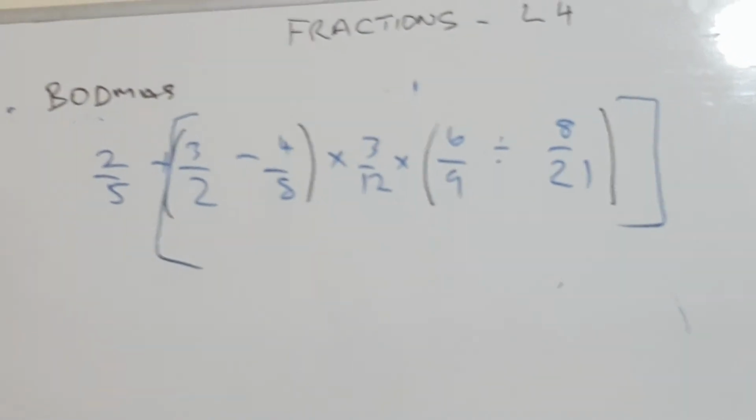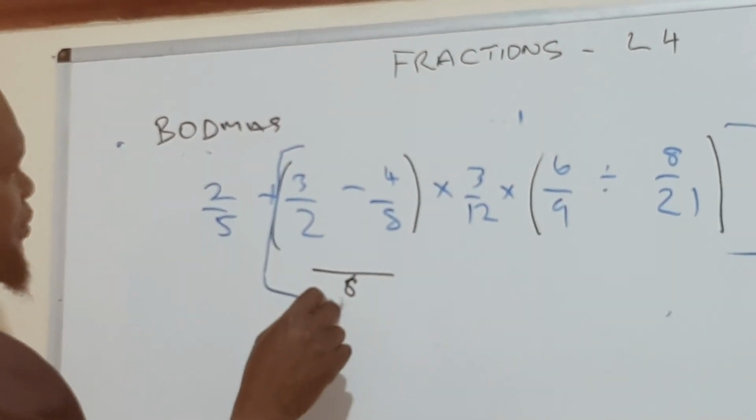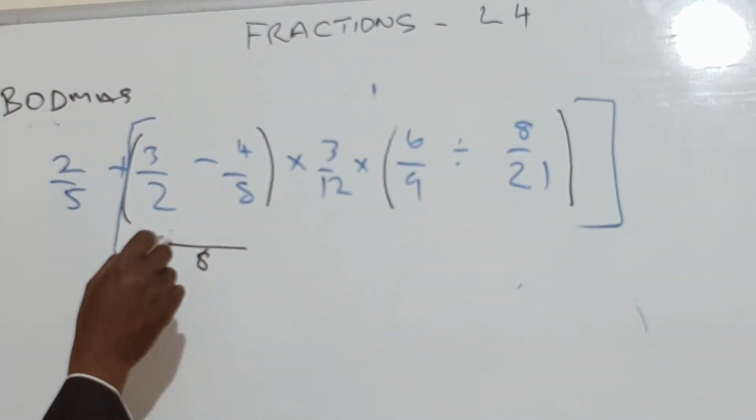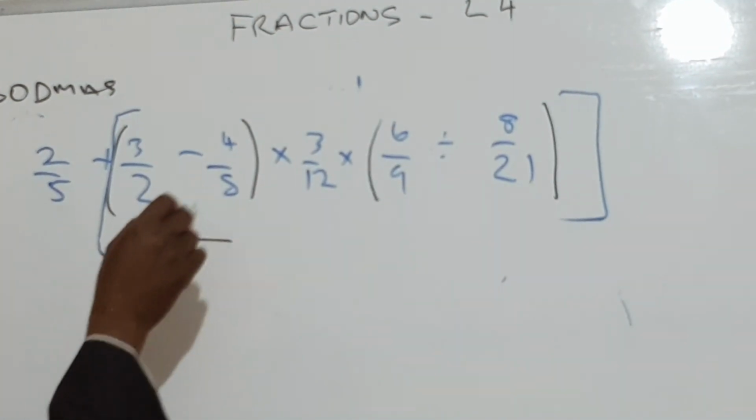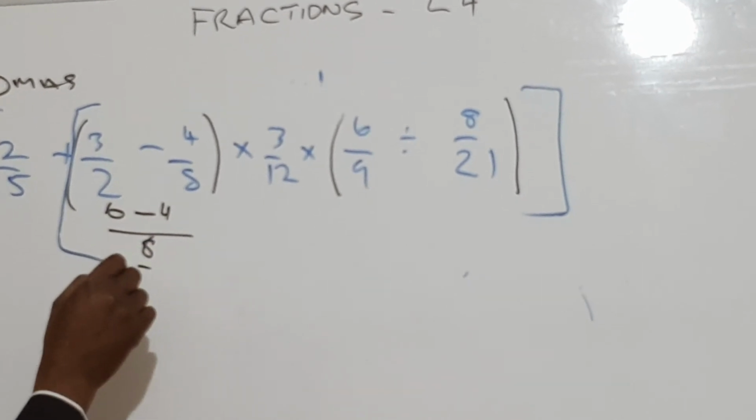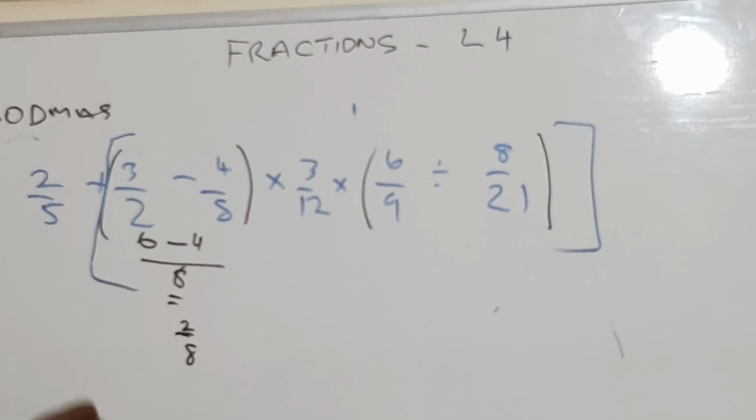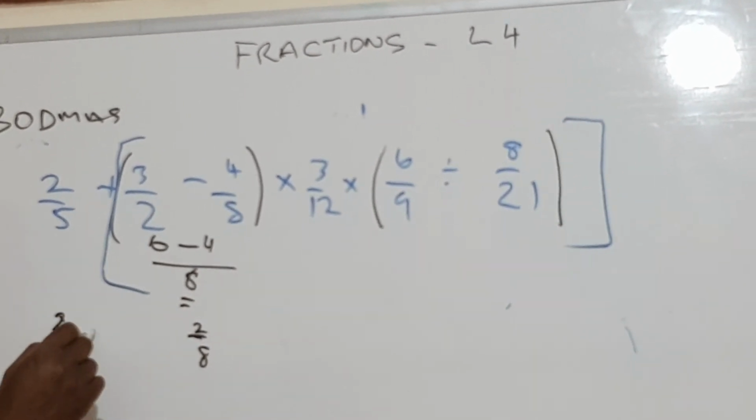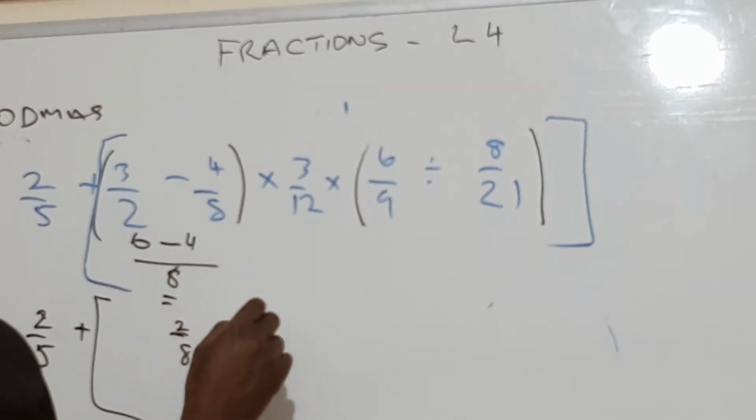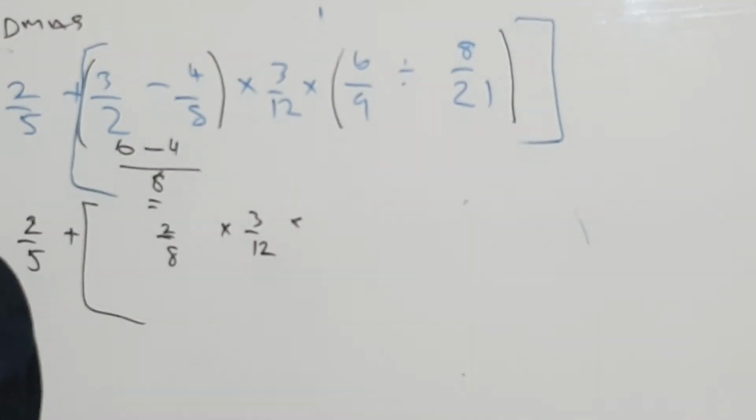You get it? So the LCM here is 8. 2 into 8 how many times? 4 times. 4 times 2, 4 times 3, 6. 8 into 8 how many times? 1. 4. So the answer in this one is 2 over 8. So we have our 2 over 5 plus. Remember, we are dealing with what's inside. We put our times 3 over 12 here.